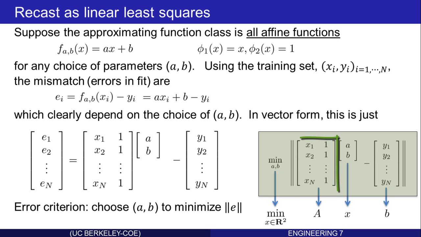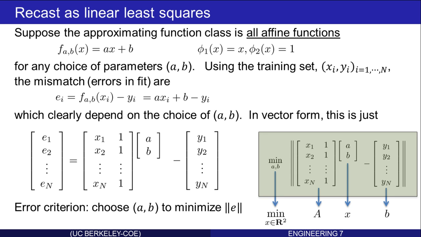In this case, the matrix A and the matrix B are known. They come from the training data x and y. The vector x is really the unknown parameters a and b that parameterize the approximating function class, and of which we're trying to pick the optimal one.